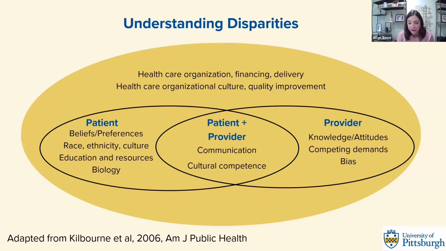But it's really important as providers and researchers that we also consider factors related to us, to the provider, and how that patient and provider interact. And those might be much more modifiable and good targets for interventions designed to reduce disparities. And then at the top of this graphic are factors related to the healthcare system, which should also be considered key targets for implementing changes aimed at promoting health equity.